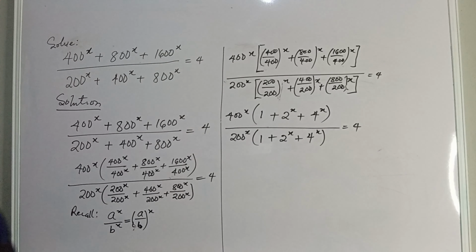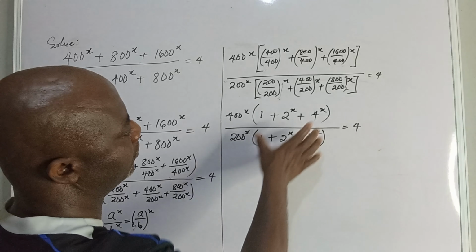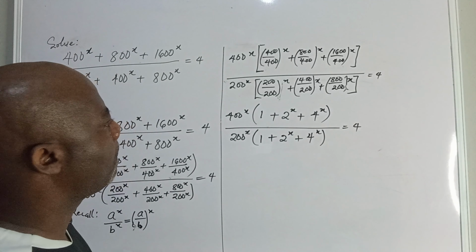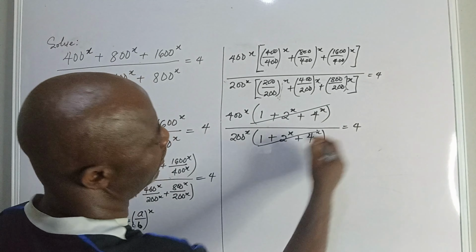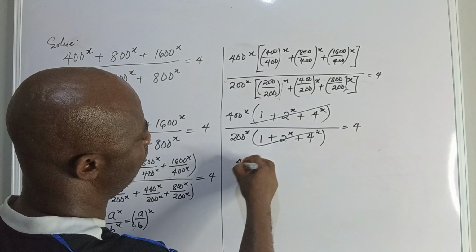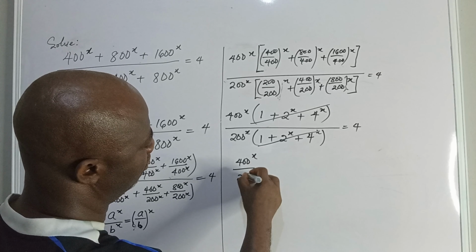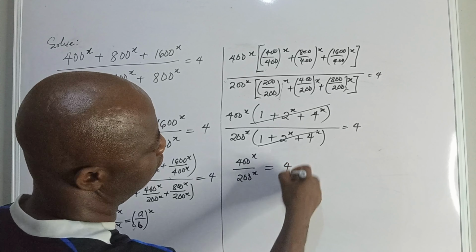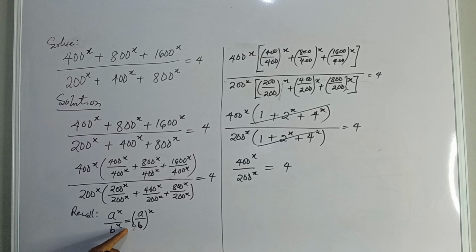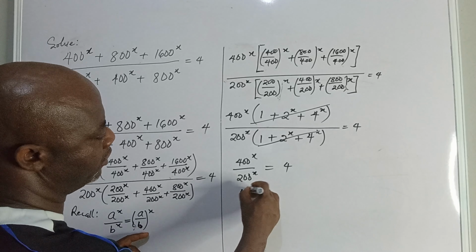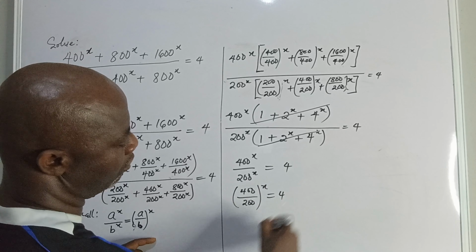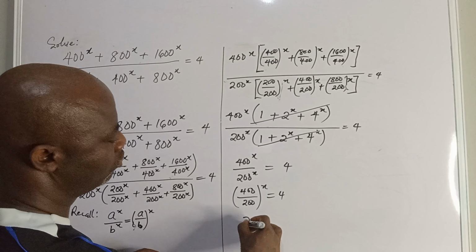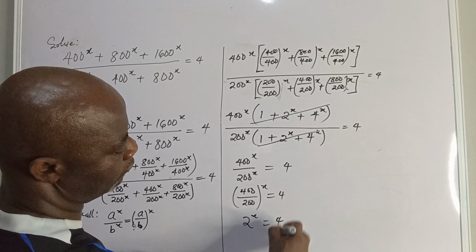Okay, so from here, we can see that there's a term common to both the numerator and the denominator, and so this will cancel out. And then we're going to have 400^x over 200^x equal to 4. If I apply this rule here, this will give me (400 over 200)^x equal to 4. And this will give 2^x equal to 4.